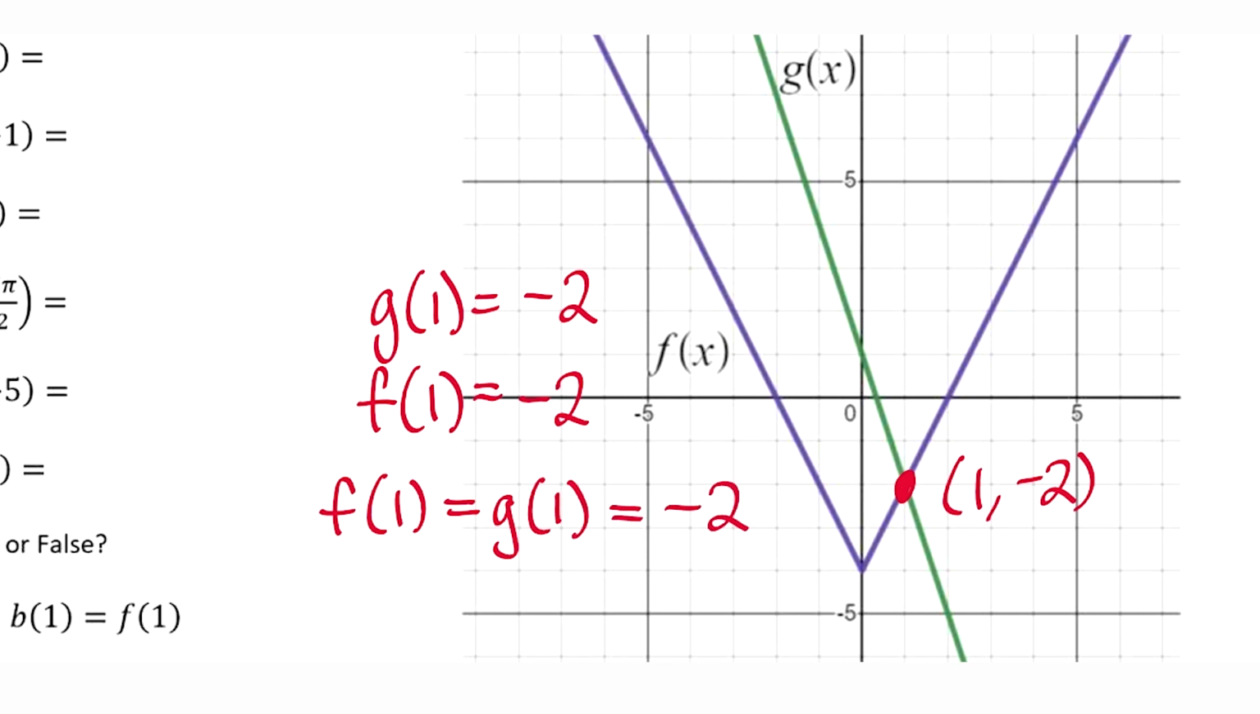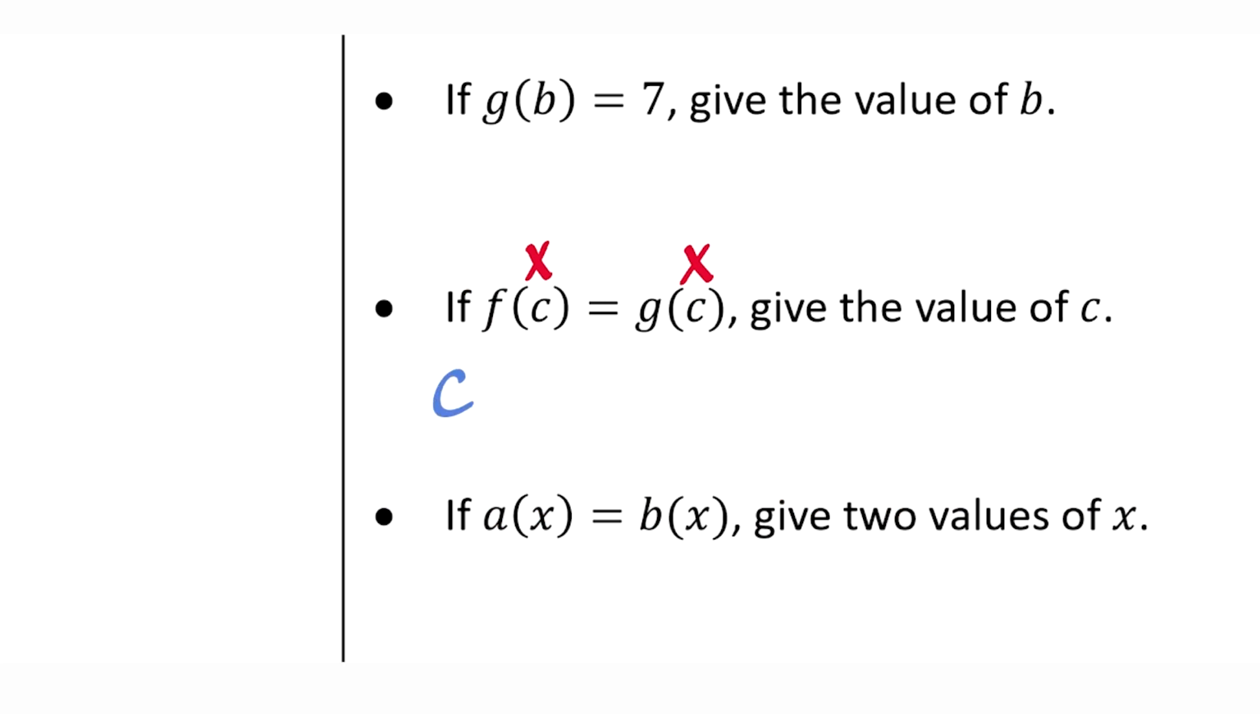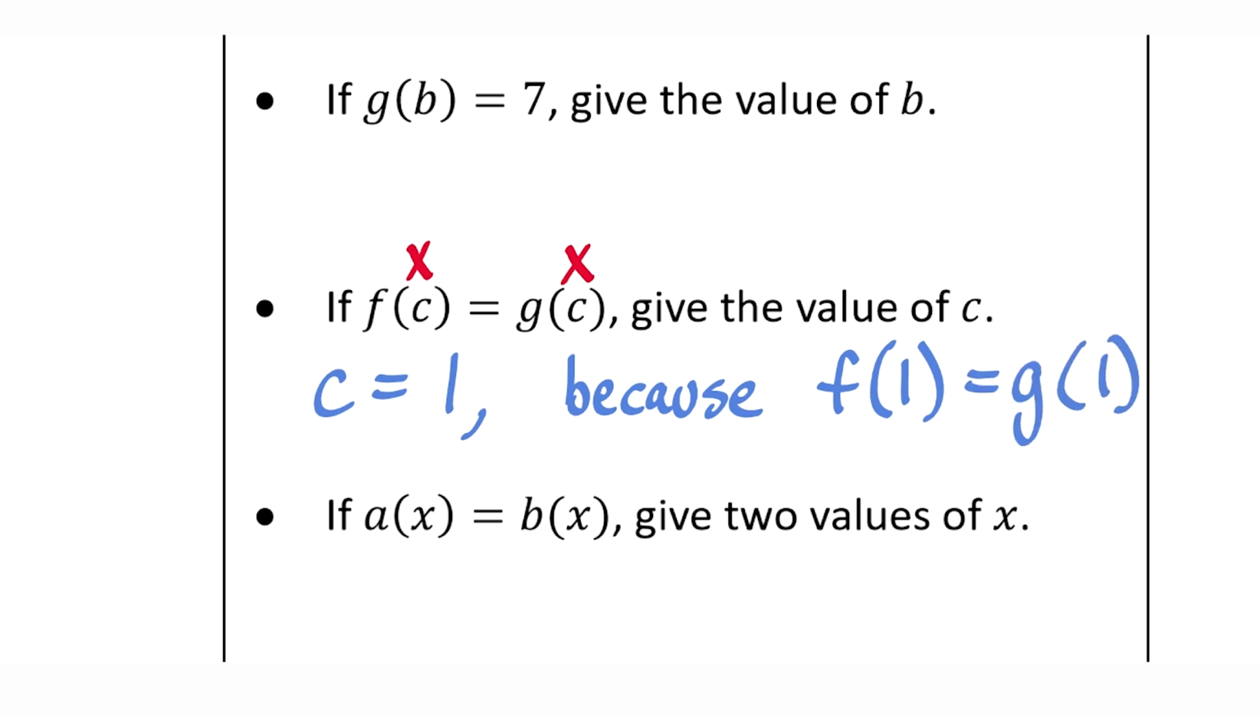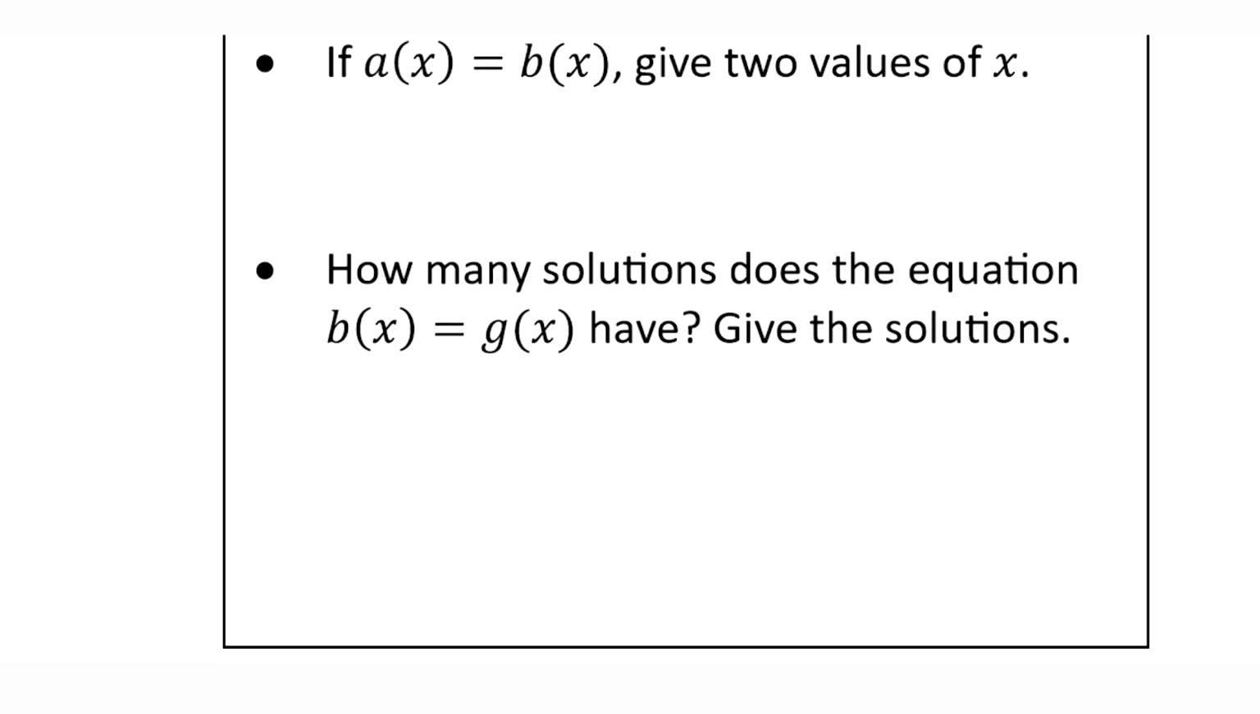And the question I had is, what is the value of c such that that is true? This would be the x value that you plug in, right? So that's my c value, right? f of 1 equals g of 1. So at the x value 1, they both have the same value. So c equals 1, which I'll say because f of 1 equals g of 1.